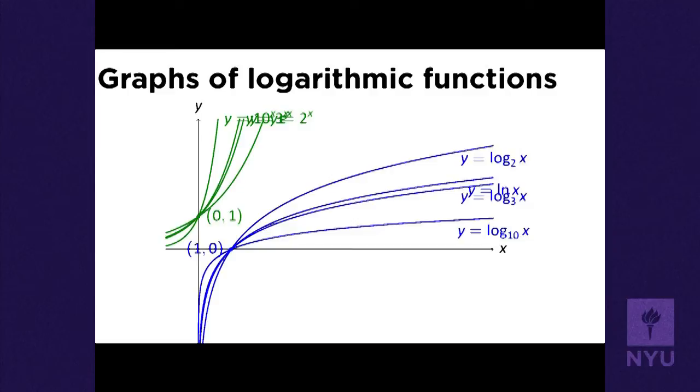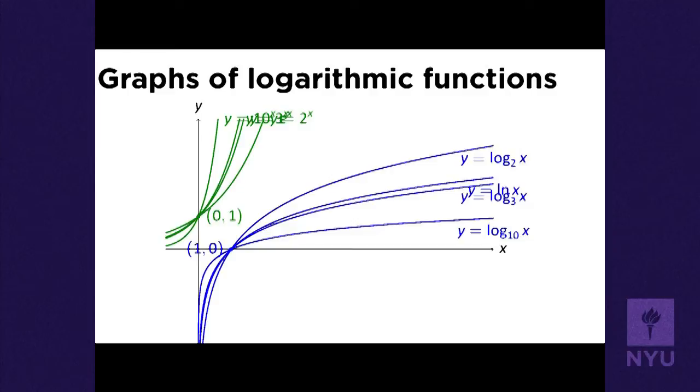Okay, and these are graphs of the logarithmic functions. I've drawn them in blue here. They are inverses of these green functions. So this is 2 to the x. Its inverse is log base 2 of x. Here's 3 to the x. Its inverse is log base 3 of x. e is in between 2 and 3. So e to the x is in between 2 to the x and 3 to the x. And the same is true for the log base e of x. It's in between log base 2 and log base 3.